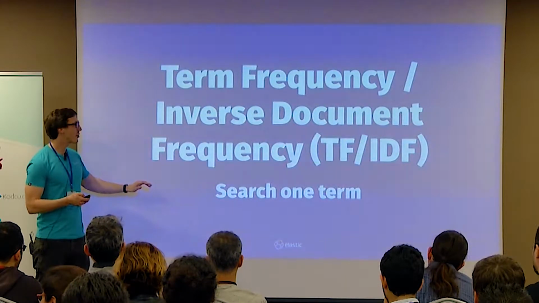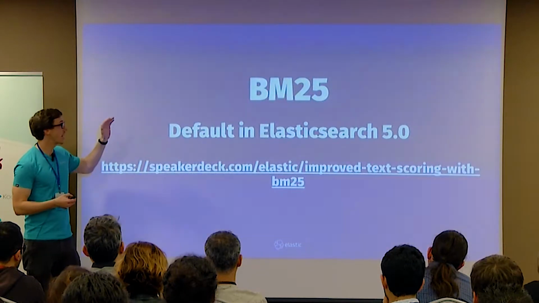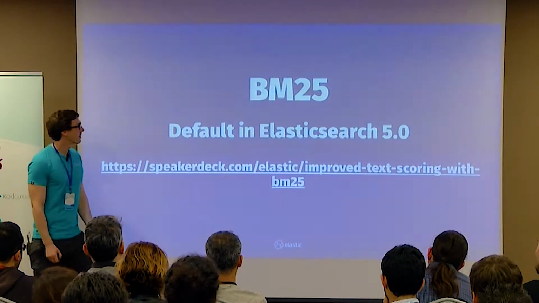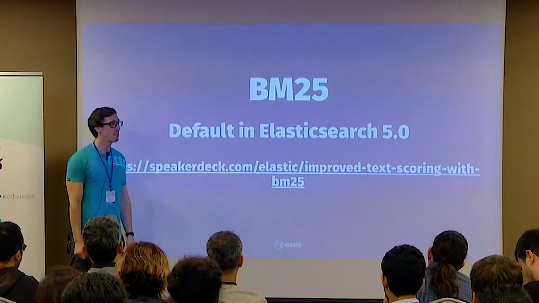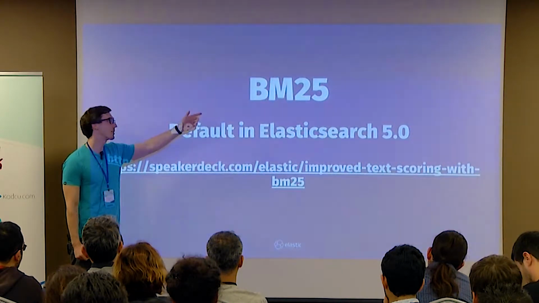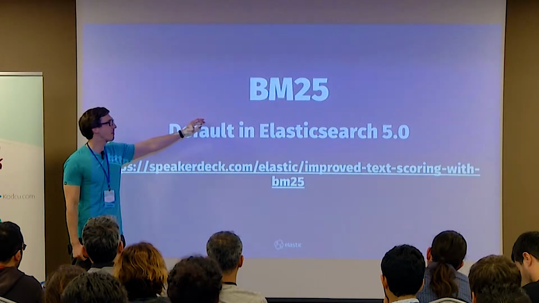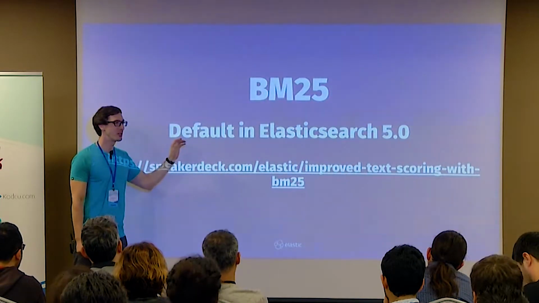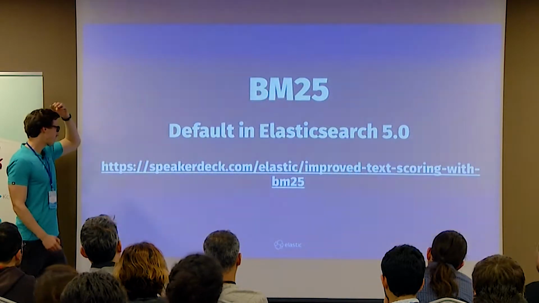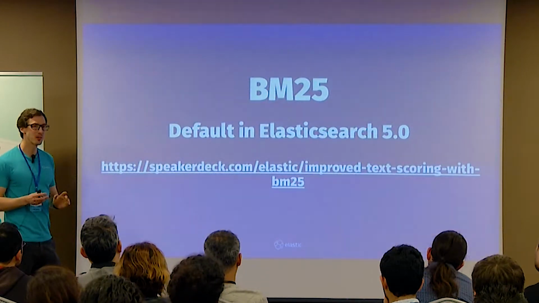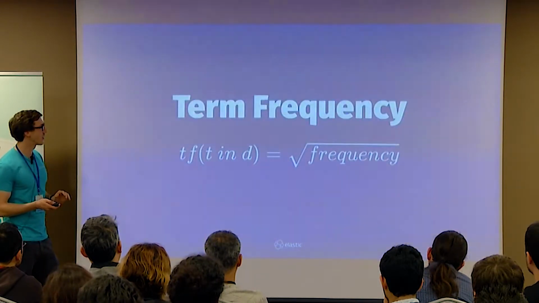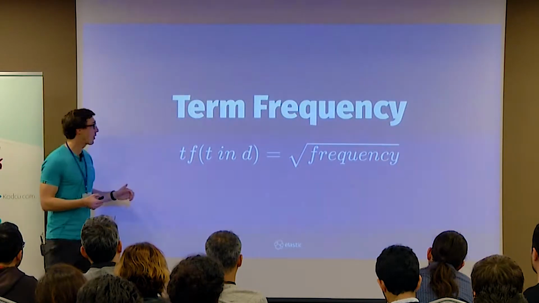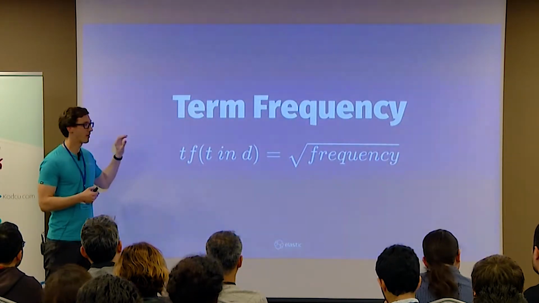The implementation has now been changed slightly. It's called, I always forget, is it best match or better match 25? So this is basically another algorithm, and the 25th implementation of that one, and that is now the new default. But it doesn't really matter, the concepts are still the same. I will show you how it's calculated. The first thing you have is the term frequency.